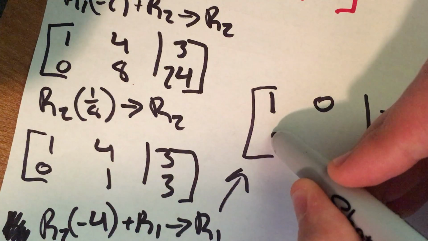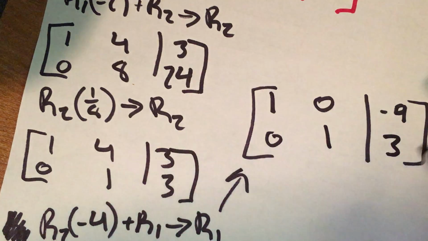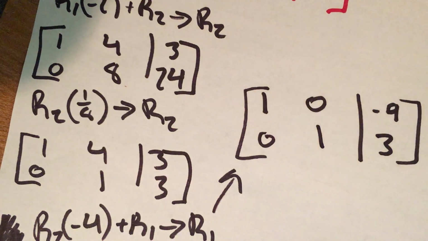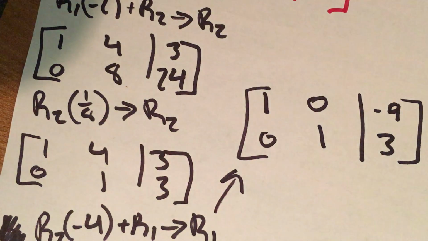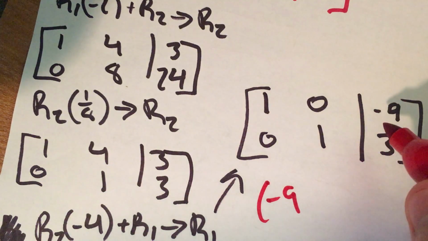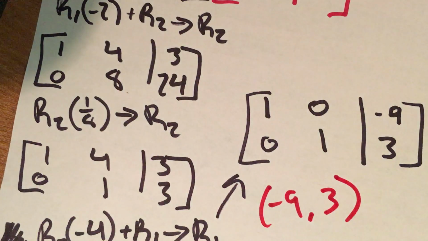Okay, so bring the second equation over, and there you go. It's in reduced row echelon form, and you can't just leave it there because you have your answer: the x is negative 9 and 3 is what your y is.